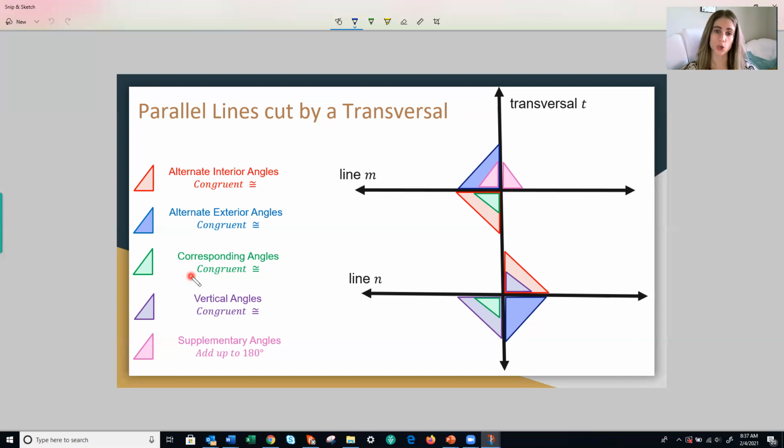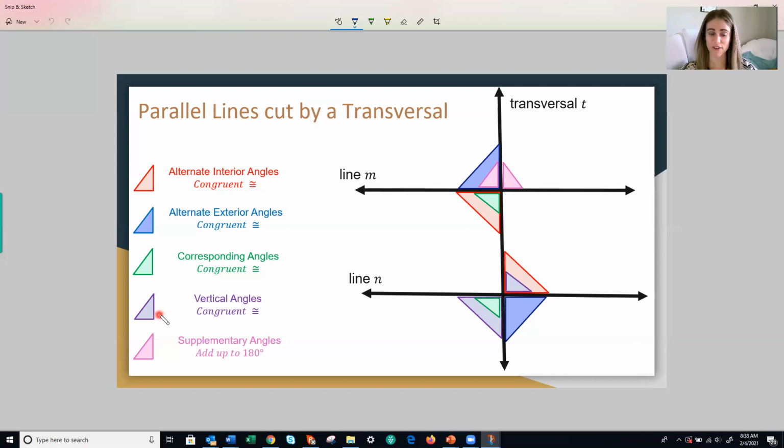In green, we have corresponding angles. Now, corresponding angles are on the same side of the transversal. So we have a green one here and a green one here, and they're corresponding, so they're related. They're in that same location, just on a different line. Notice that this one is beneath my line, as is this angle. Therefore, they're corresponding because they're in the same spot, just one's on line M, one's on line N. Corresponding angles are also congruent. Therefore, they're also equal. So if this angle is 90 degrees, then this corresponding angle is also 90 degrees.